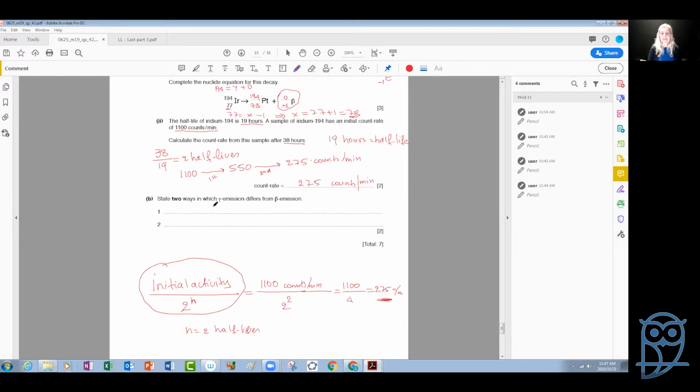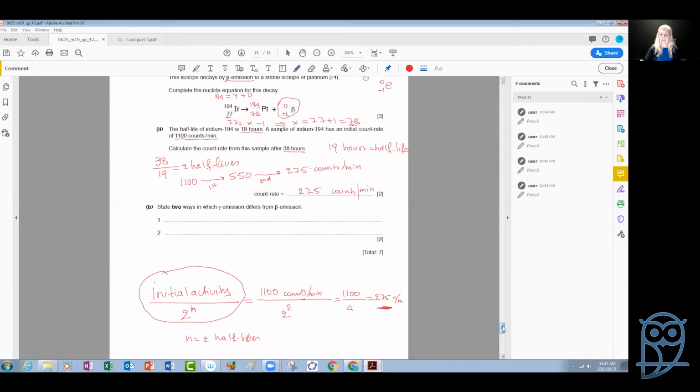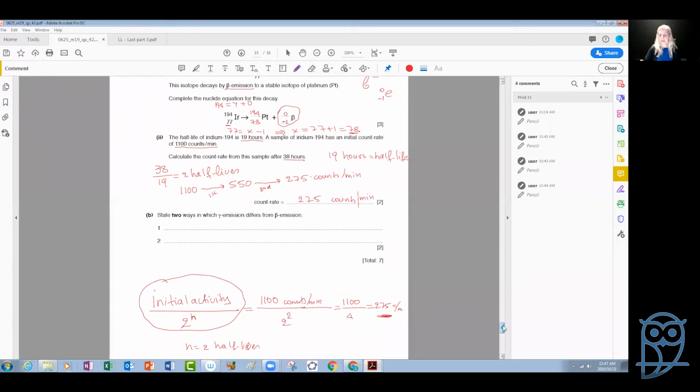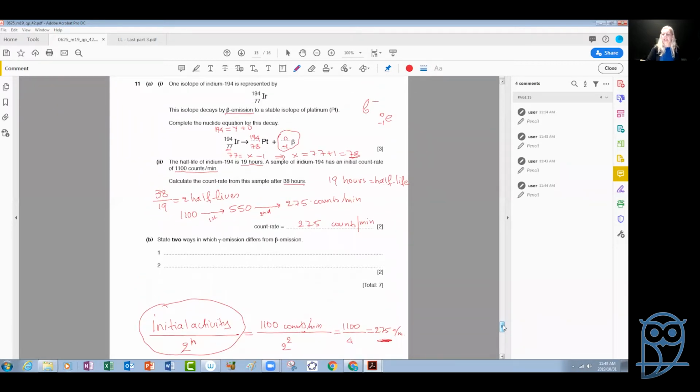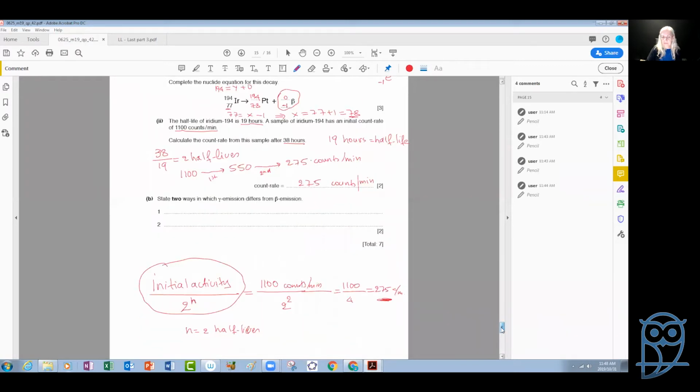Here is our answer. Now it says here, state 2 ways in which gamma emission differs from beta emission. Well, what are gamma rays? We need to remind ourselves what gamma rays are. Gamma rays are just electromagnetic radiation. They are not particles. They have 0 mass.